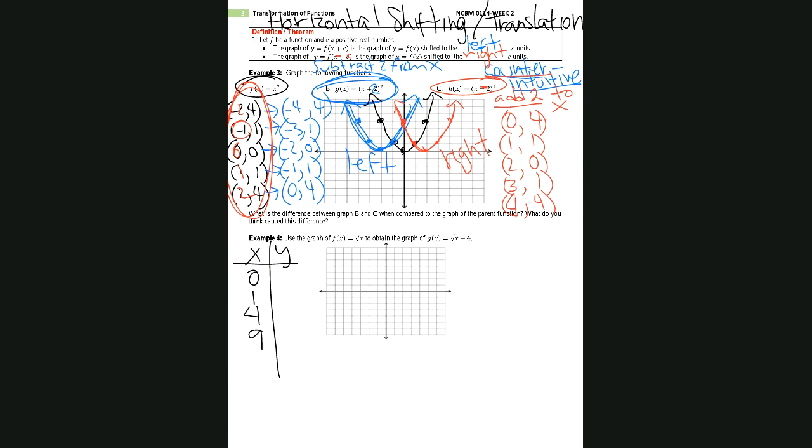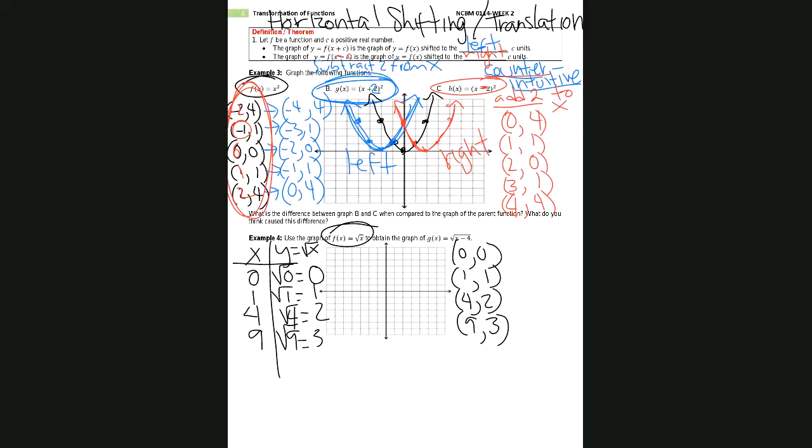Because if y is the square root of x, and I want to say x is 0, the square root of 0 is 0. The square root of 1 is 1. The square root of 4 is 2. And the square root of 9 is 3. So from here, I will get the points 0, 0. And I'm talking about the parent function first. And then 1, 1, 4, 2, and 9, 3.